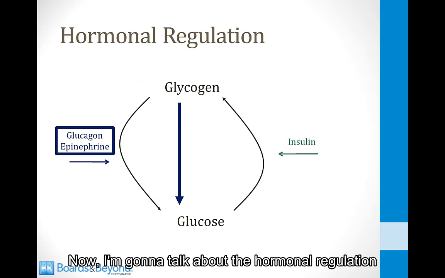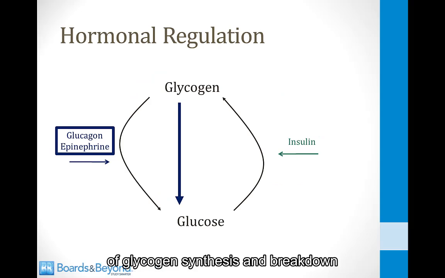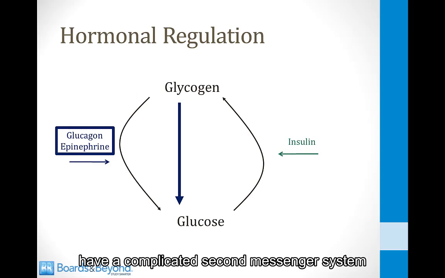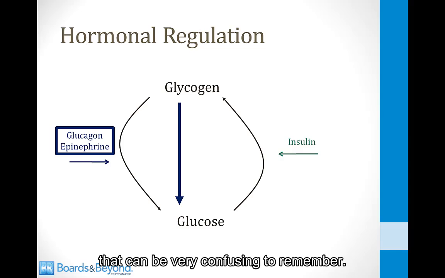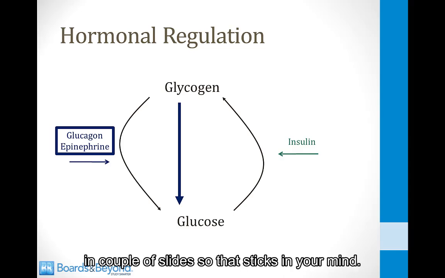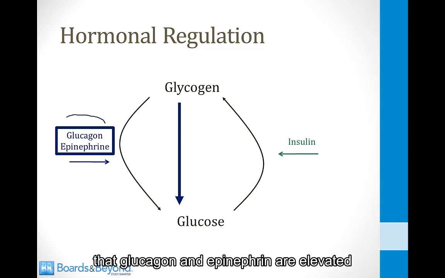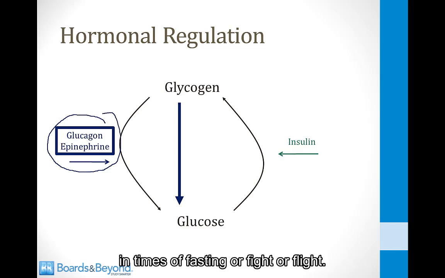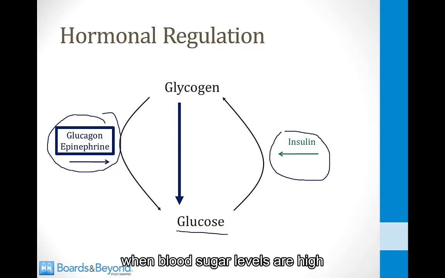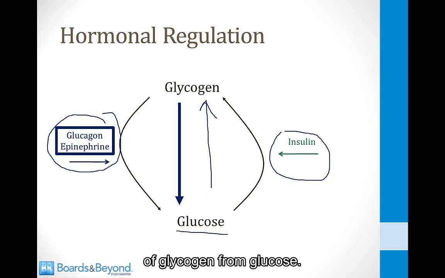Now I'm going to talk about the hormonal regulation of glycogen synthesis and breakdown. The hormones that act on this process have a complicated second messenger system that can be very confusing to remember. I'm going to try to make it very clear for you in a couple of slides so that it sticks in your mind. First of all, you need to recognize that glucagon and epinephrine are elevated in times of fasting or fight or flight, and therefore they favor the breakdown of glycogen into glucose. Insulin, on the other hand, is elevated in the fed state when blood sugar levels are high, and therefore insulin favors the synthesis of glycogen from glucose.